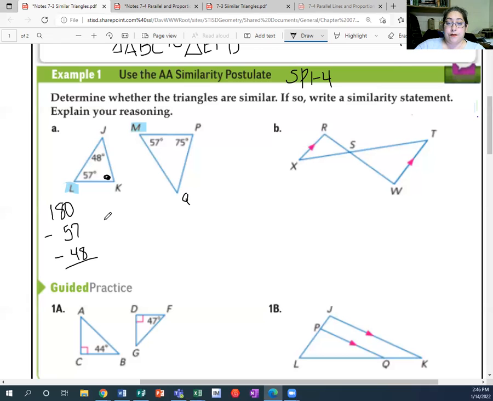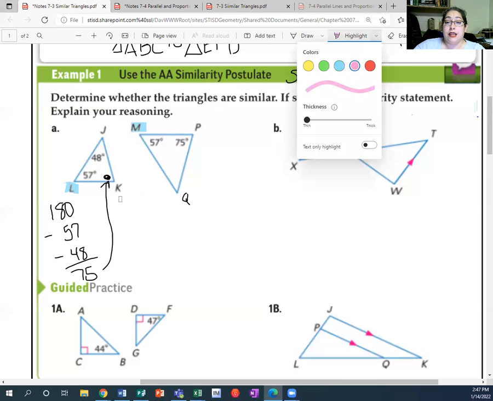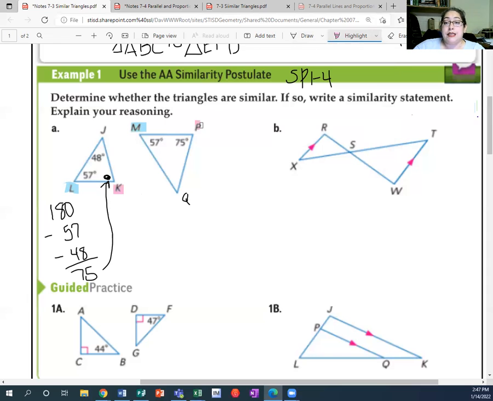You got 75? All right, so now I know that the measure of angle K is 75. Oh, hey, that's the same angle measure as we got here for angle P. That means K and P are congruent. We're going to call them corresponding, and these two triangles are similar.